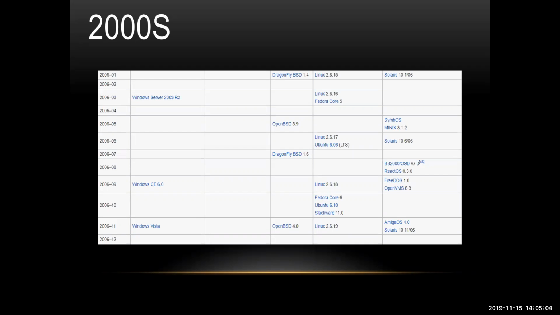And then October 2006, we had Fedora Core 6, Ubuntu 6.10, Slackware 11.0. And then November of 2006, we had Windows Vista and OpenBSD 4.0, Linux 2.6.19, AmigaOS 4.0, Solaris 10 11.06.